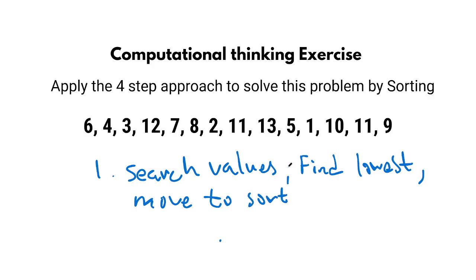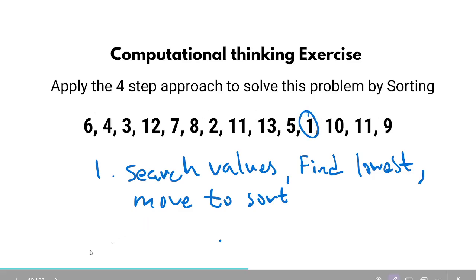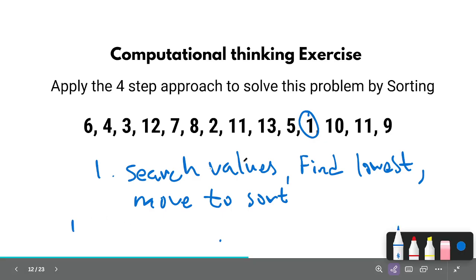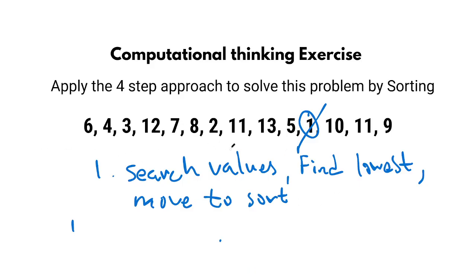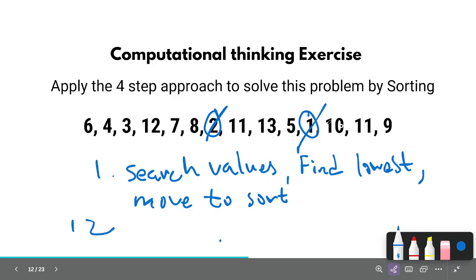So basically what we're doing here is searching through the values: 6, 4, 3, 12, 7, 8, 2, 11, and so on, and oh, we find 1. This is the lowest number out of all of them. We're moving this to a sorted list, and then after this 1 is gone, we removed it from the original, and we're searching through again, and we're finding 2, remove number 2, searching through again, find 3, remove, add here, and that's basically what we're doing.